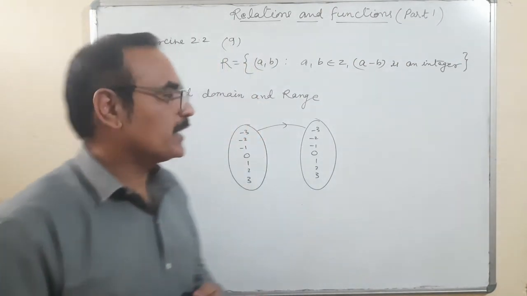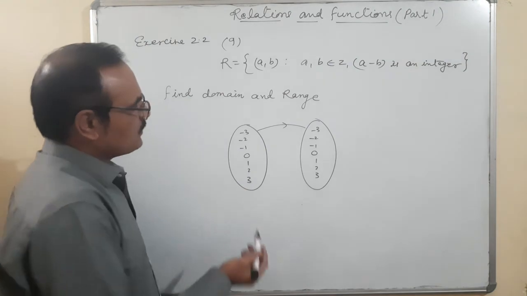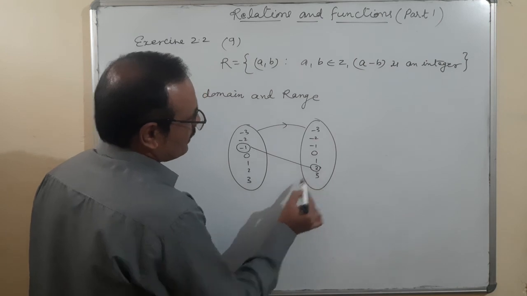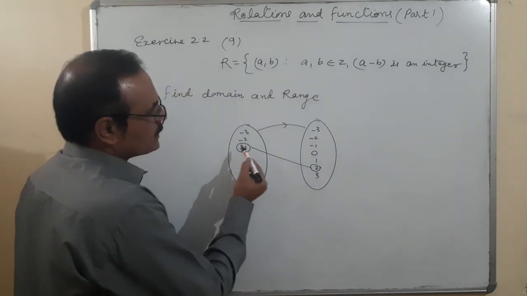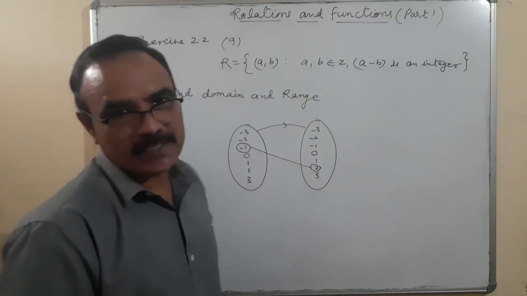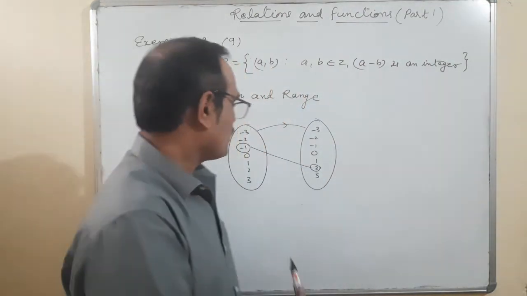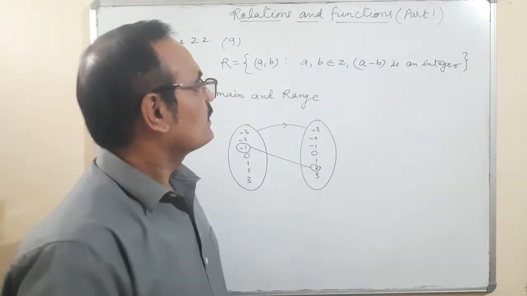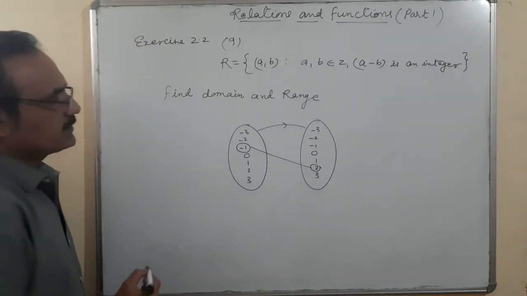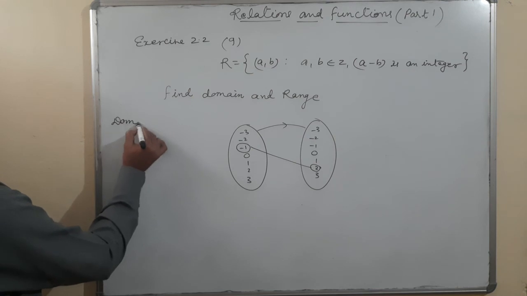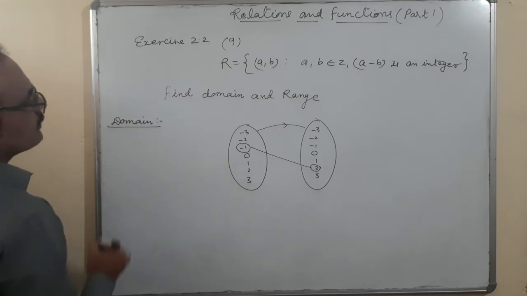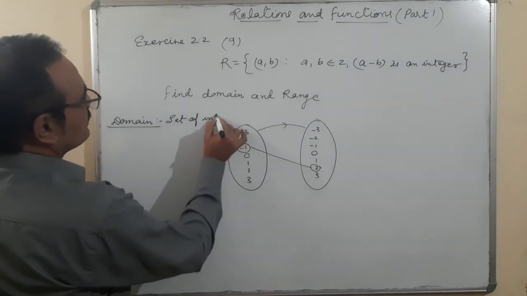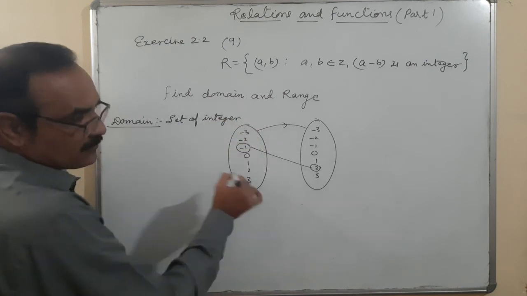So whatever two numbers we take from here, you can pick any number from here. Suppose I have taken -1 here, and from here I want to map it with 2. What is the difference between them? -1 minus 2 is -3, and -3 is an integer. So for any number from the domain and any number from the range, their difference is always an integer. They are asking what is the domain. Find the domain and range. For domain, what should I write here? Because it's a set of integers, the domain is the set of integers.